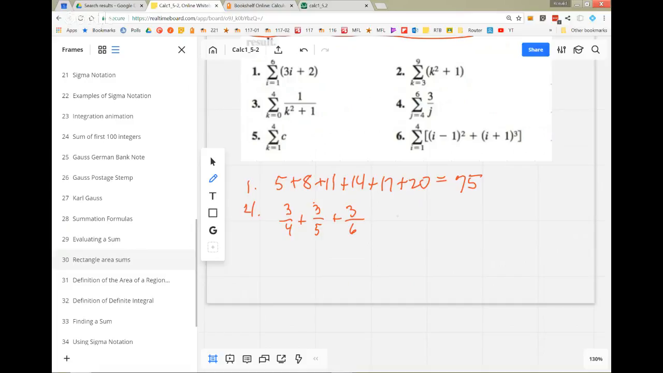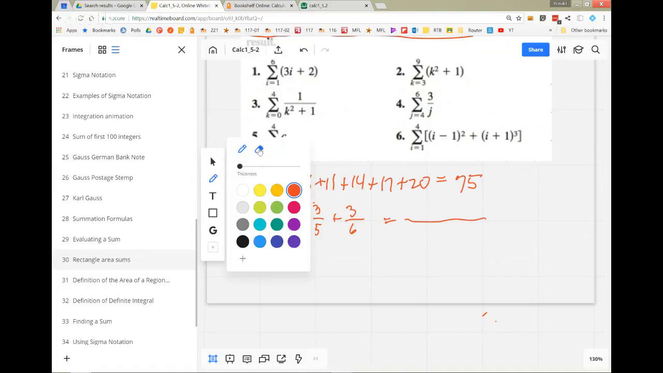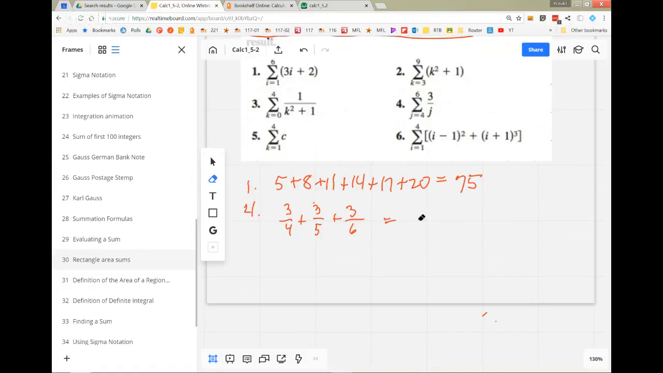Well, we need a common denominator. So what can I get for the lowest common denominator for 4, 5, and 6? Well, 4 and 5, the LCD would be 20. And 20 goes into 6. It looks like 60 is going to be my common denominator. Okay? So 4 goes into 60 15 times. I made that too long. Let me get rid of that. All right, so let's go for a common denominator of 60.